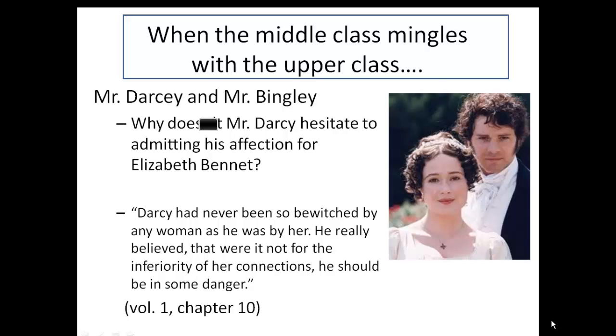Mr. Darcy's hesitation when it comes to admitting his admiration and affection for Elizabeth Bennet exemplifies his initial conviction that he could and should never marry a woman from a lower social class. The narrator tells us that, quote, Darcy had never been so bewitched by any woman as he was by her. He really believed that were not for the inferiority of her connections, he should be in some danger. This can be found in Volume 1, Chapter 10.